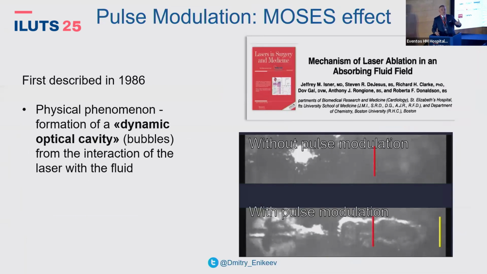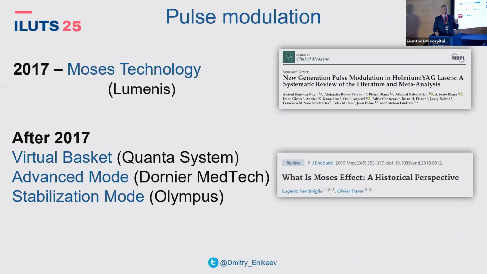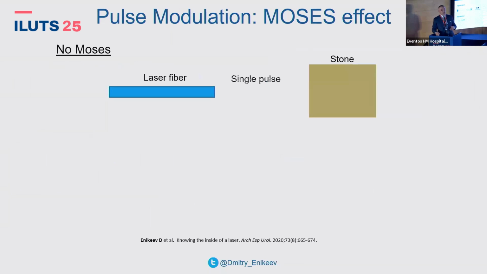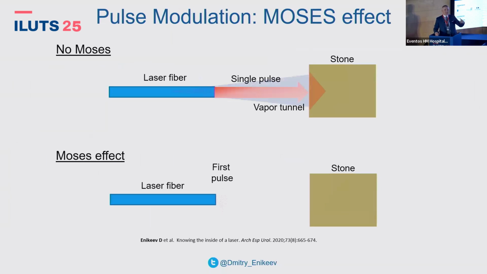Sometime later, pulse modulation, the Moses effect. It's not something new. It was first described in 1986, more than 30 years ago. And now it got a second wind. So Lumenis company, now Boston Scientific bought them, called it Moses technology, and other companies also have it in their systems. Very briefly, Cesare mentioned that, but I have my own pictures, and I would like to once again explain the difference between Moses and without Moses.